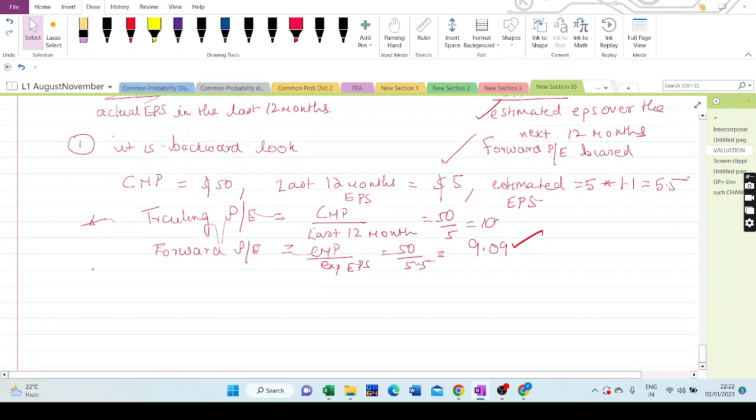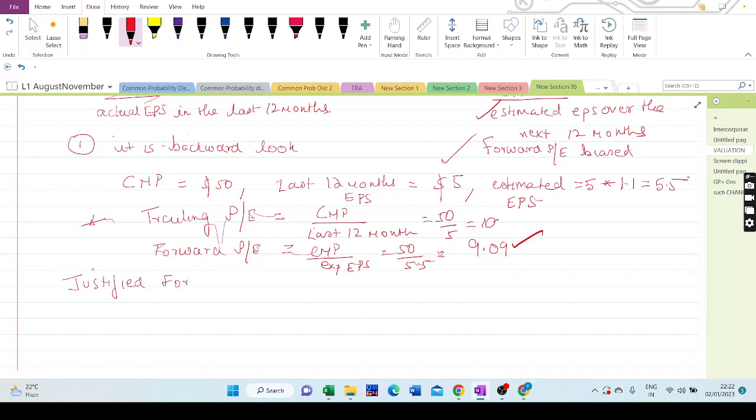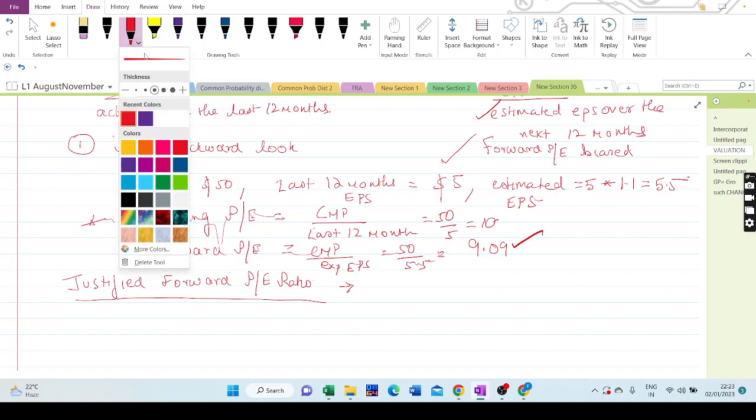I'm moving to the most important part now, which is your justified forward PE ratio. Now, what is the justified forward PE ratio? It is the PE ratio. Please write this down. It is the PE ratio at which the stock should ideally trade, given its fundamentals.